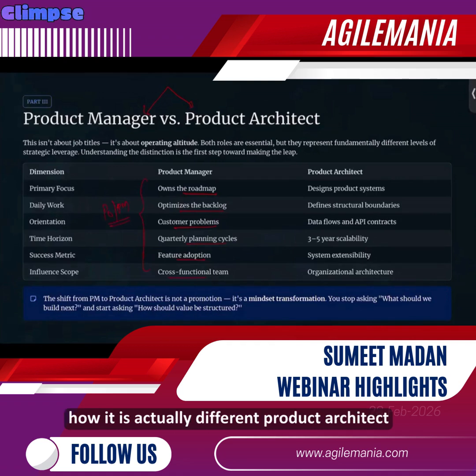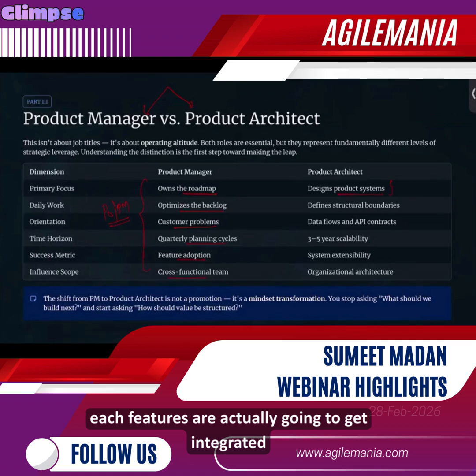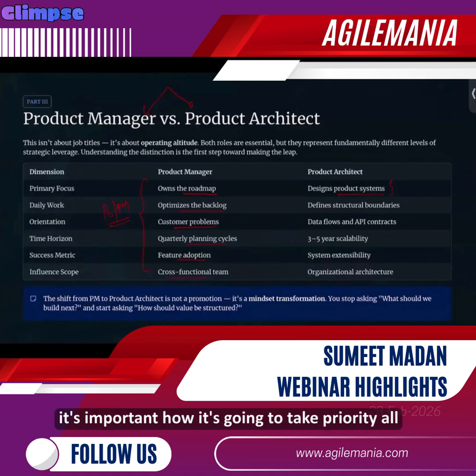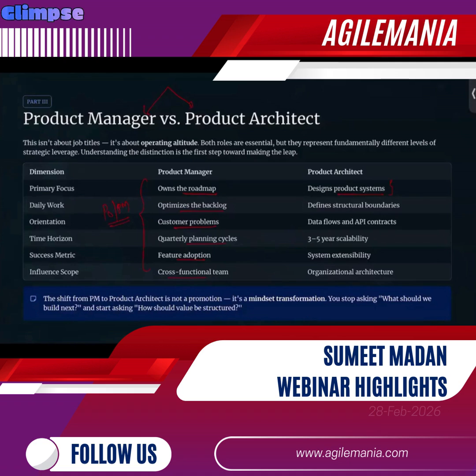But how is it different for product architects? See, when we talk about a product architect, they talk about the product system as a whole. They design the whole system, how each feature is going to get integrated. If something goes down, what is going to bring it up? If something is important, how is it going to take priority? All those kinds of designs, the architect will take care of. They define the structural boundaries. They talk about how the data is going to flow, how the API contracts are going to be. They talk about the scalability or viability of the product from a long-term perspective.